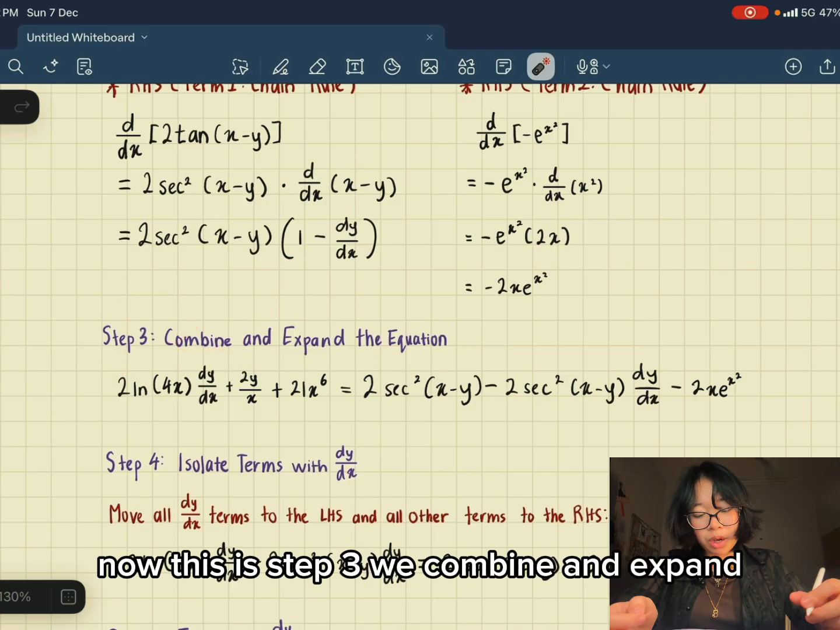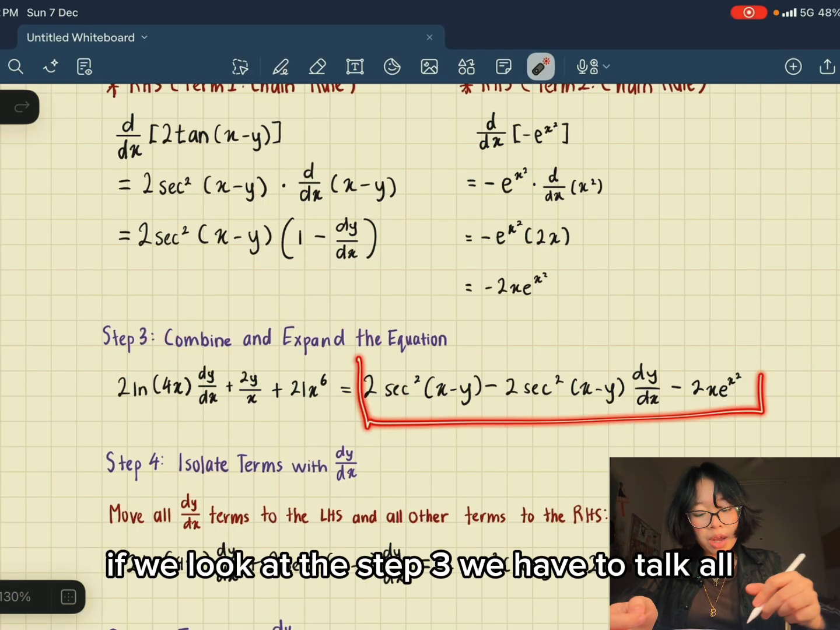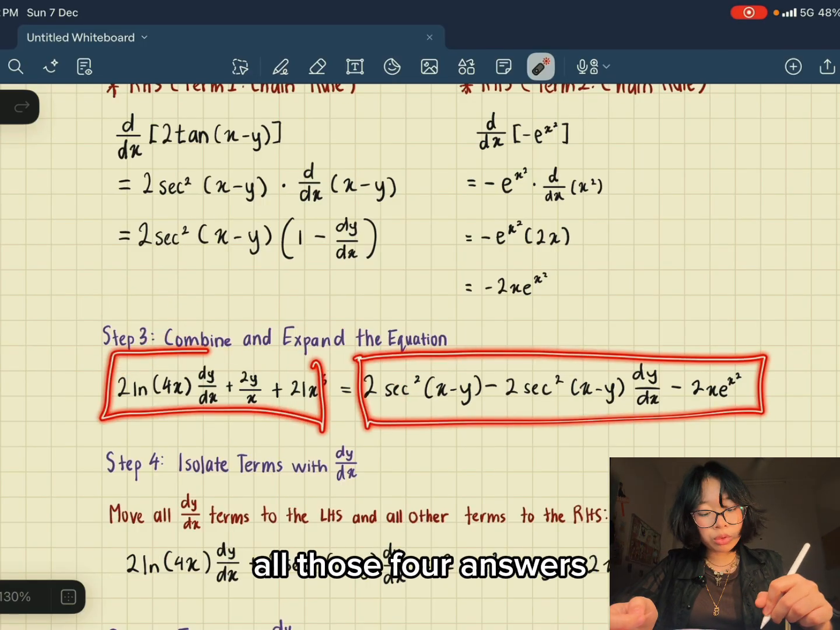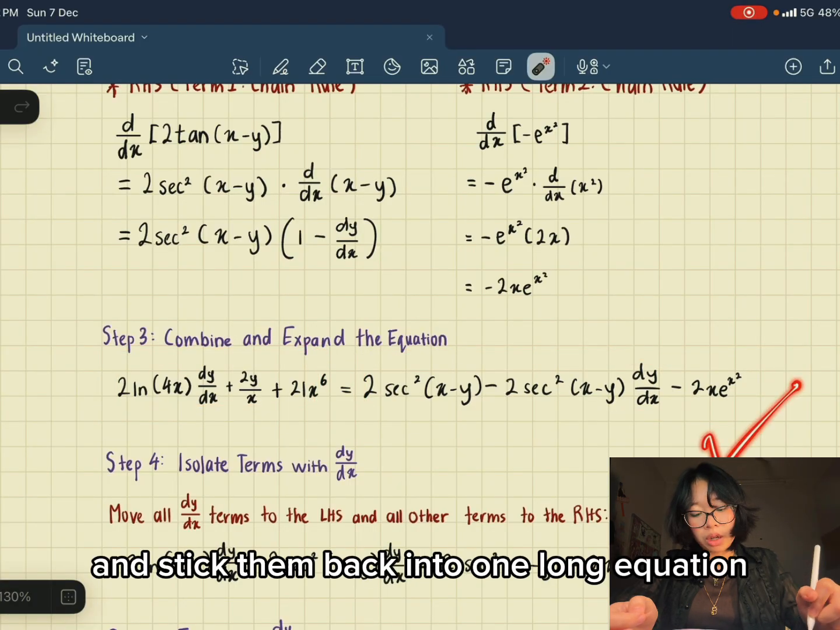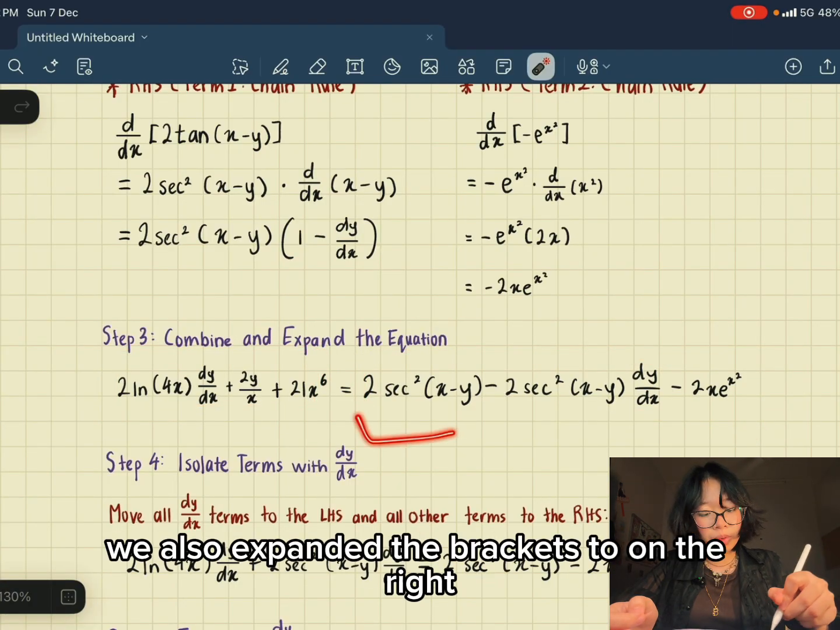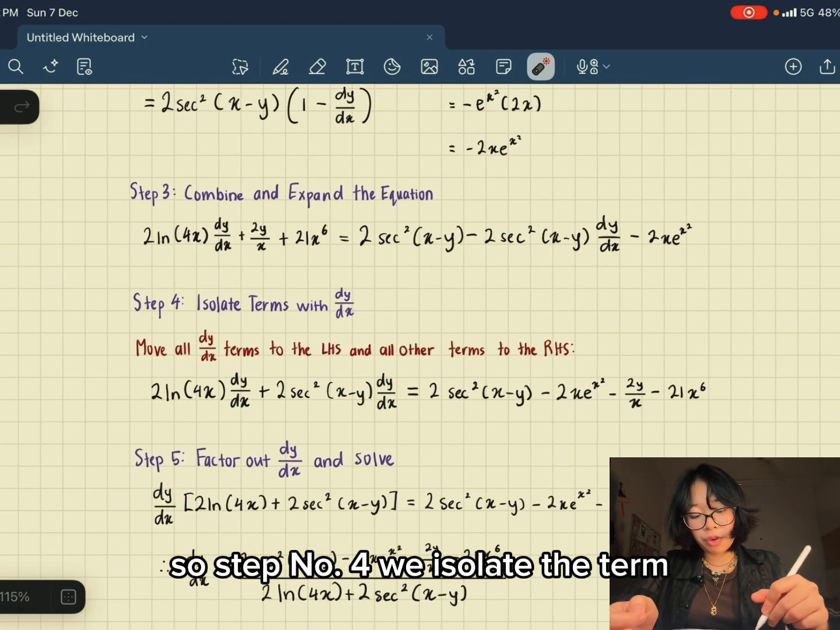Now, this is step 3. We combine and expand. In step 3, we have to take all those 4 answers we just found and stick them back into one long equation. We also expanded the brackets on the right so that every term is separate. So step number 4, we isolate the term.